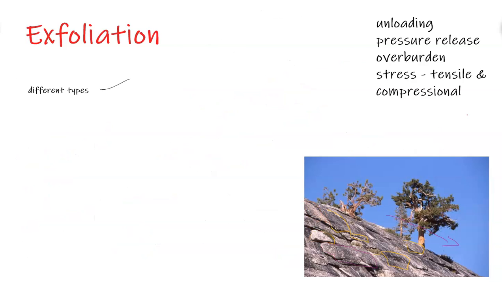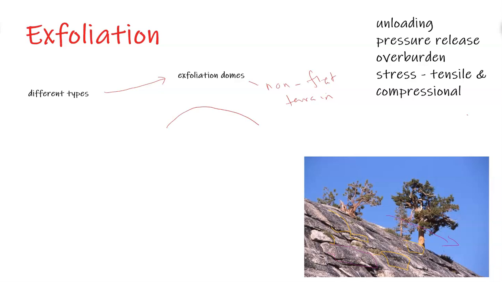Now, different types. You have exfoliation domes, which is non-flat terrain. Obviously, it is the example I've shown with the exhumed batholith that was being brought to the surface, which is a big dome, right? And the layers start to peel off on the top.